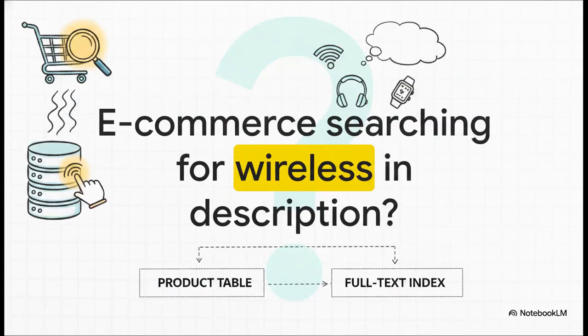Okay, we have covered a ton of ground today. Let's put all this brand new knowledge to the test with 3 quick, real-world scenarios. Scenario 1. You're building an e-commerce app, and you need to search for products that have the word wireless buried anywhere inside their massive text descriptions. Which index are you reaching for? Take a second. Got it?